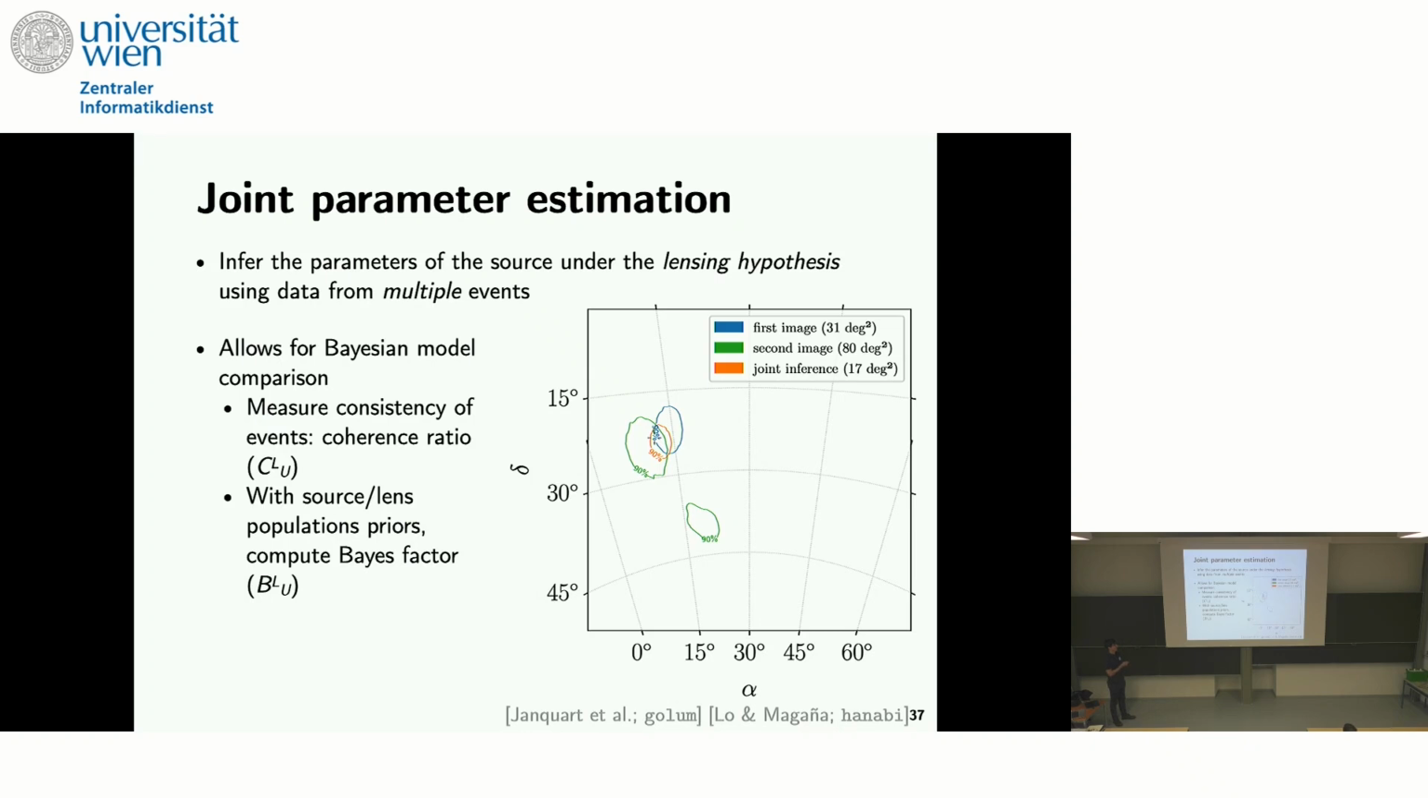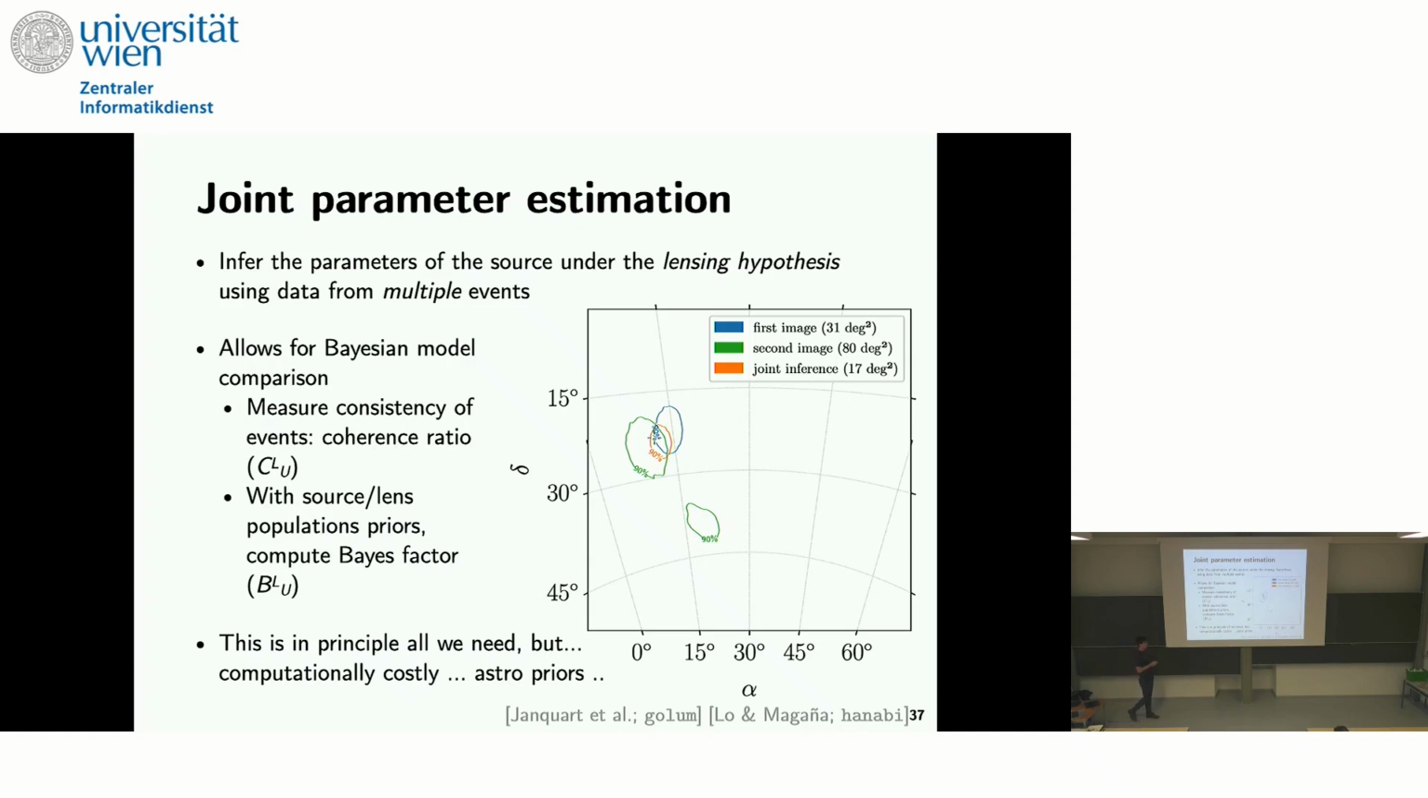The nice thing of having this joint parameter estimation is that you can do Bayesian model comparison. So you can compare the evidence of this pair of events being lensed with the evidence of this pair of events just being random realizations of an underlying population. So you can get quantities to measure the consistency of the events with each other, and if you put some priors about the properties of the population, you can get a Bayes factor that is ultimately what will tell you if this pair of events is likely to be lensed or not. This is in principle all you need here, because Bayes factors should tell you the answer, is this likely to be lensed or not.